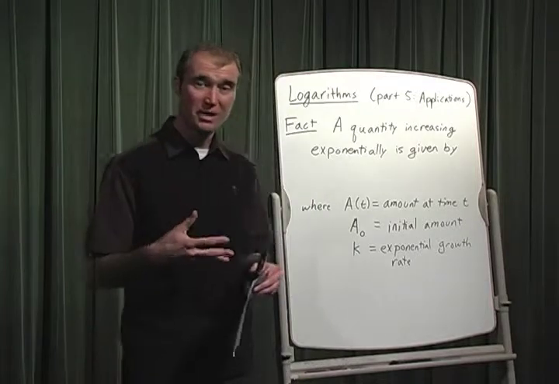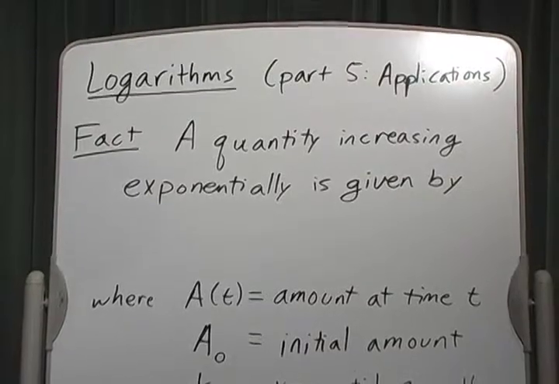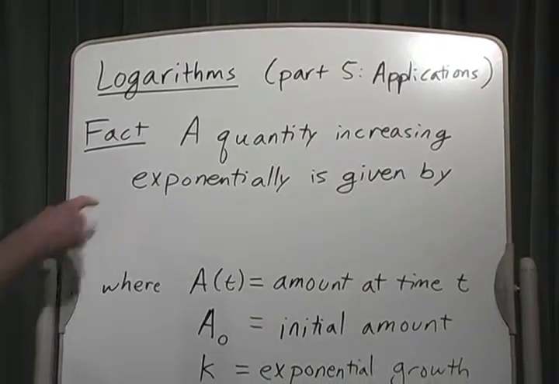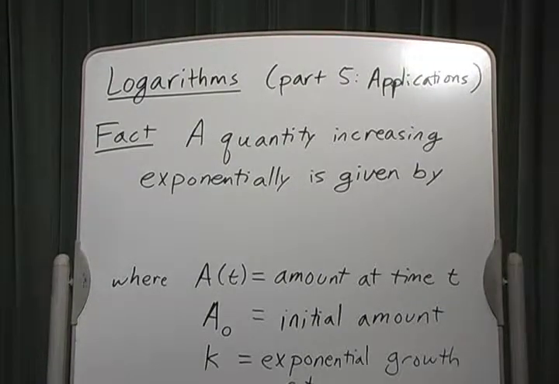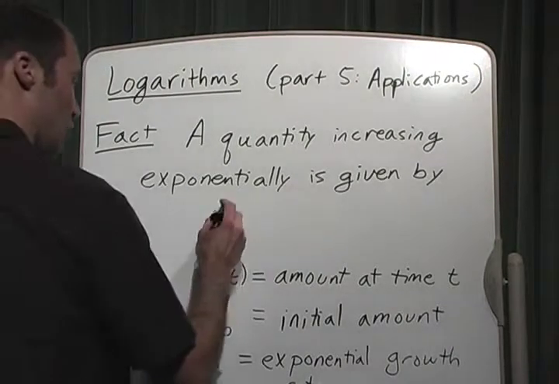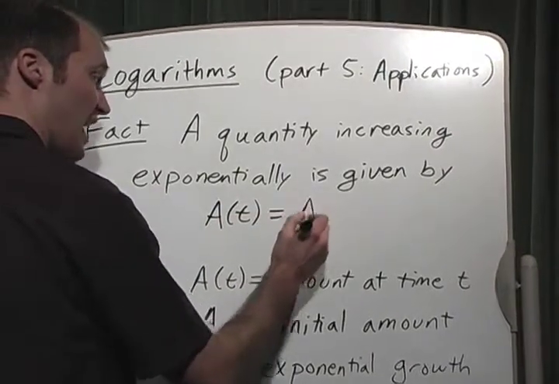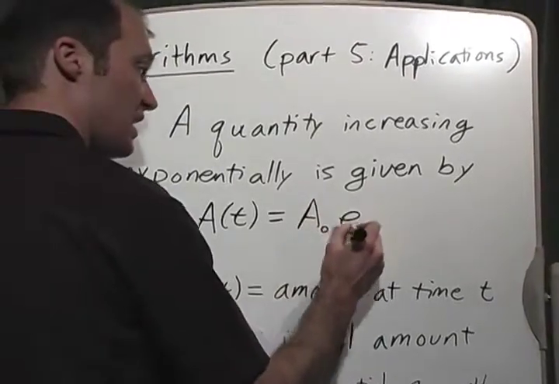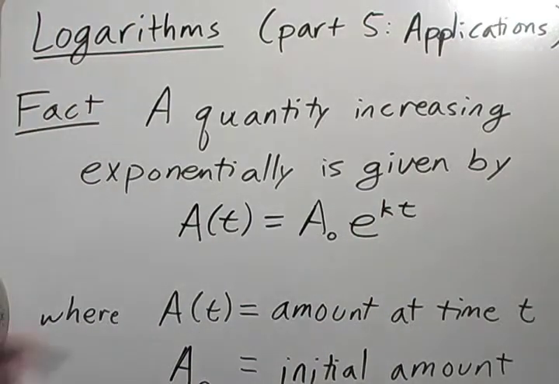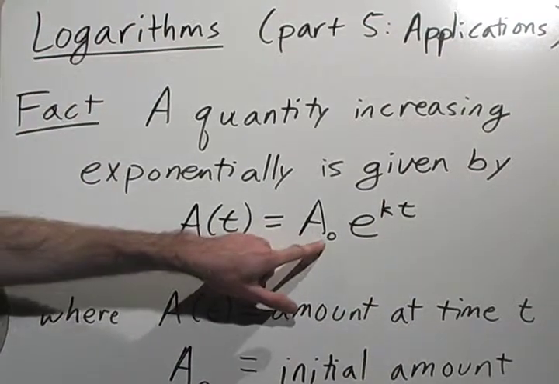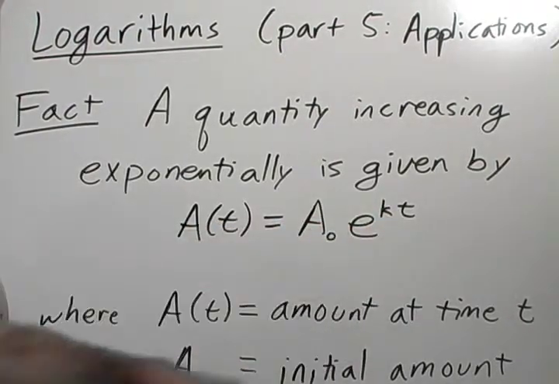I want to conclude my series on logarithms by talking about applications. Now, as a fact, a quantity that is increasing exponentially is going to be given by the following equation: A of t equals A naught times e to the kt. That's how we pronounce this, A naught.